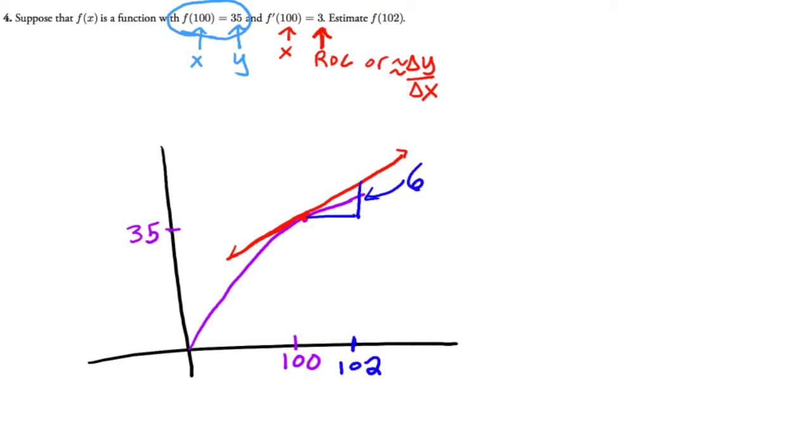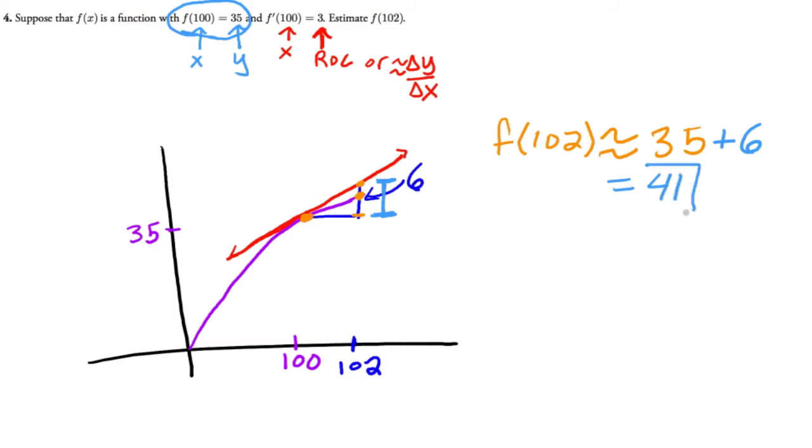But notice that this line and my function are pretty close. So what you could say is that f of 102 is approximately equal to 35, which is this starting point, and then plus this much right here. You don't know what this is really, but you do know that on this line from here to here it would be 6. So you're going to say that that's approximately 35 plus 6, which is 41. So that's your approximation.